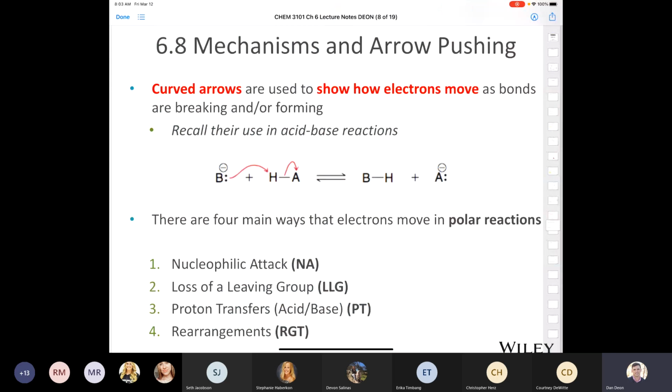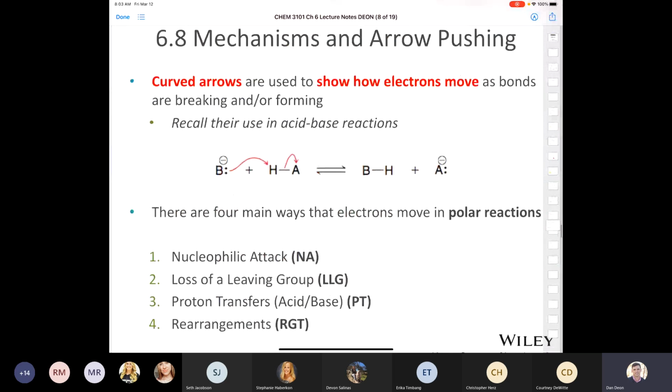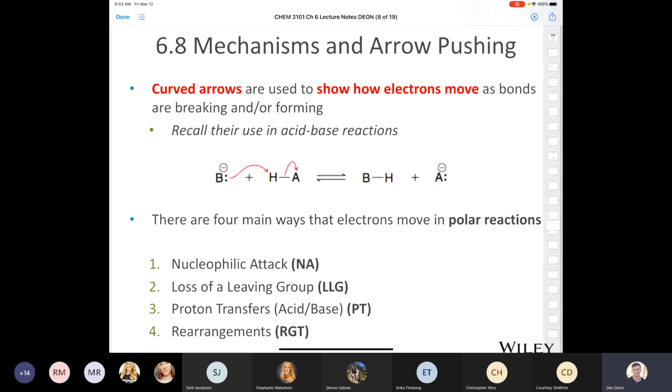All right, Chemistry 3101. This is our continuation with Chapter 6. And today we're going to spend most of our time looking at mechanisms and arrow pushing and variations on that. And so we've used curved arrows before in this class.